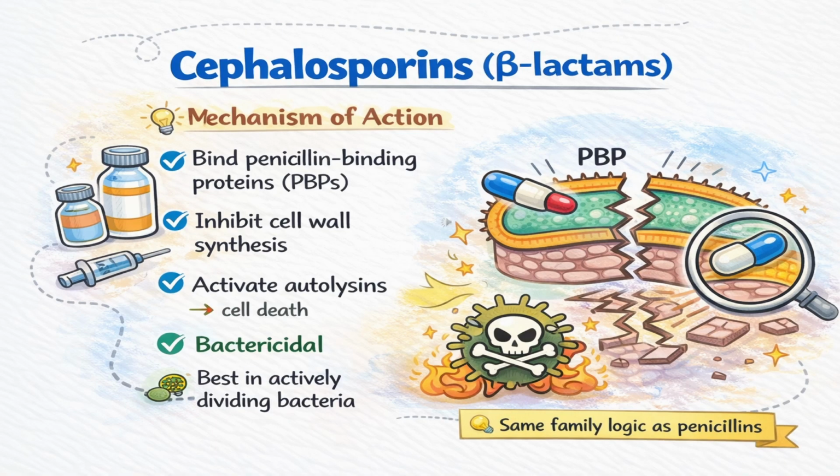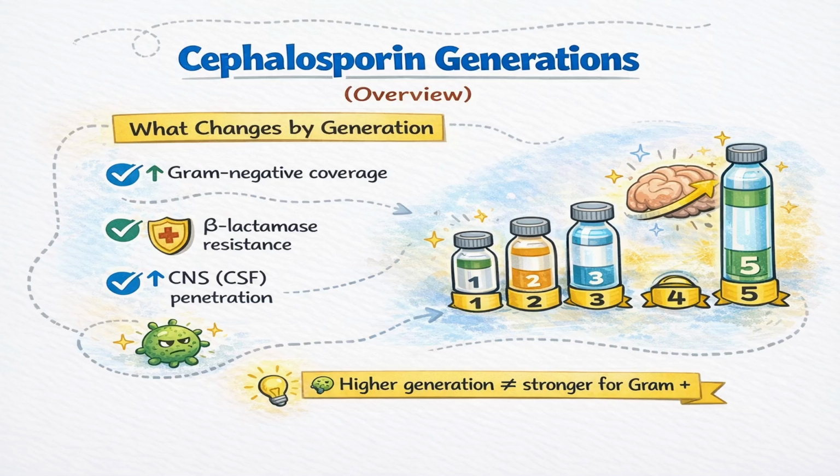Cephalosporins are beta-lactam antibiotics. They bind to PBPs, inhibit cell wall synthesis, activate autolysins, and cause bacterial cell lysis. They are bactericidal and closely related to penicillins, but often broader in coverage. As we move from first to fifth generation cephalosporins, remember these three things: increased gram-negative coverage, beta-lactamase resistance, and CSF penetration.